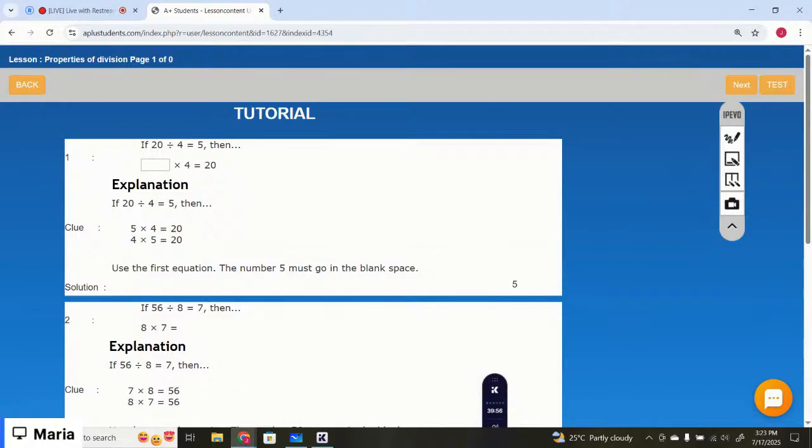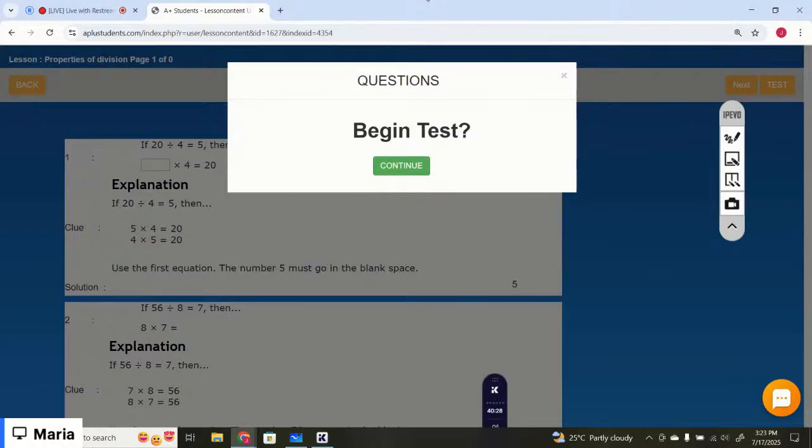If 20 divided by 4 is 5, then 5 times what number? Sorry, the missing number times 4 is 20. We need to find the missing number, right? So if 20 divided by 4 is 5, then 5 times 4 is 20 and 4 times 5 is 20. Let's just start with the test questions.